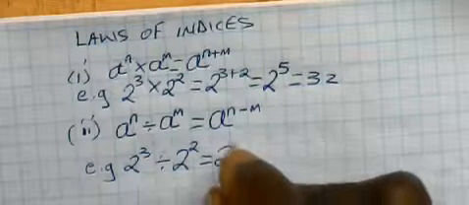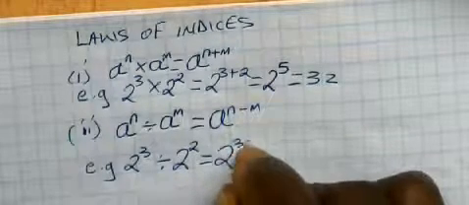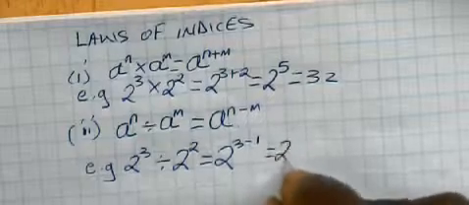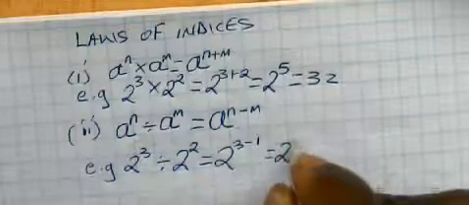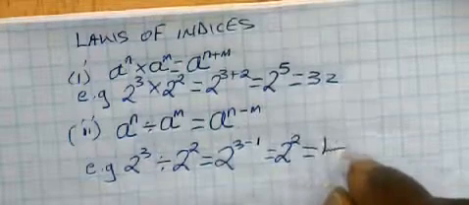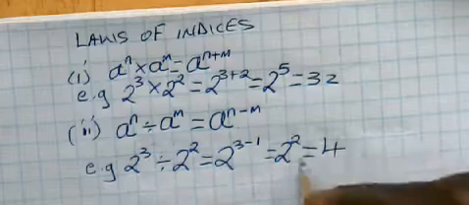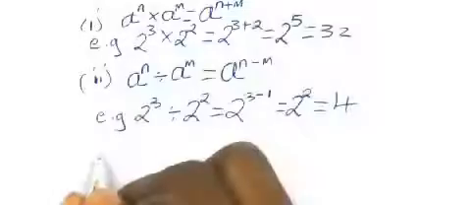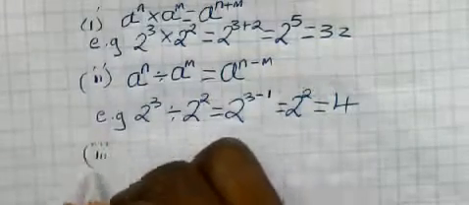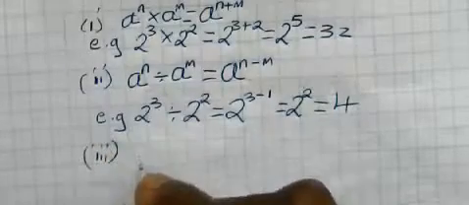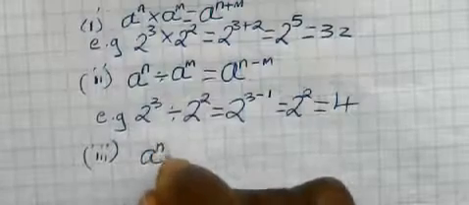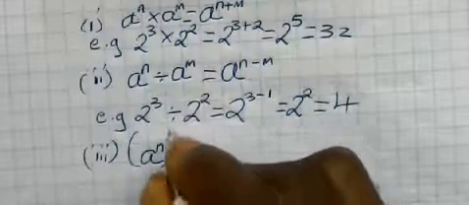So you take 3 subtract 2, so it is base 2 to power 3 minus 2, you get 2 to power 1, which is 2. You can take your calculator to verify that. Now the third law, a can be any number raised to power n, then raised to power another power like m.